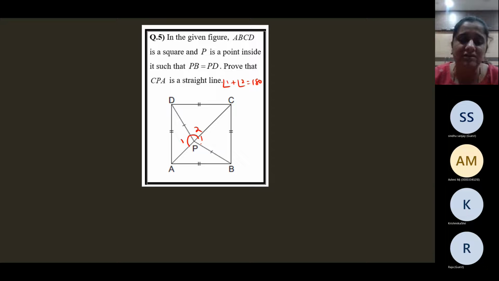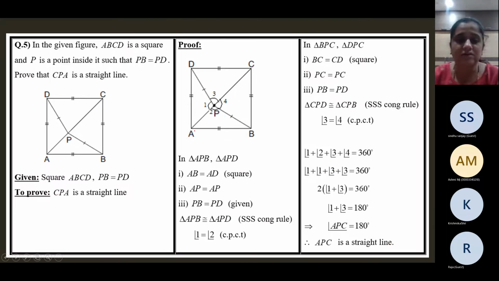Or I can also mark these two angles 3 and 4. Then you must prove that 3 plus 4 is equal to 180 degrees. If you prove 3 plus 4 is 180, that means angle CPA is 180 degrees. Like this, we prove that CPA is a straight line.